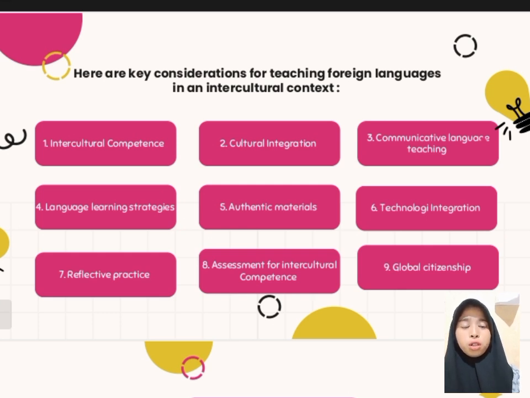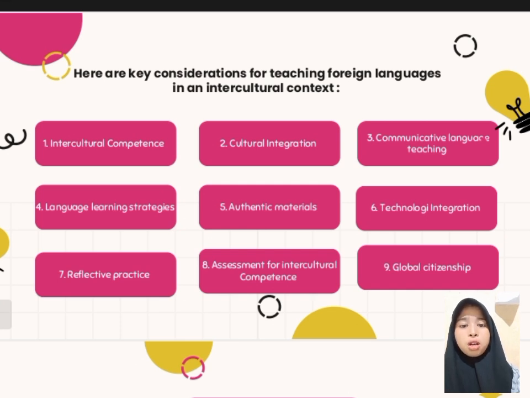First, intercultural competence. Educators should prioritize the development of intercultural competence among language learners. This involves both fostering awareness, understanding, and respect for cultural differences, as well as developing the skills needed to communicate effectively and sensitively in diverse cultural settings.